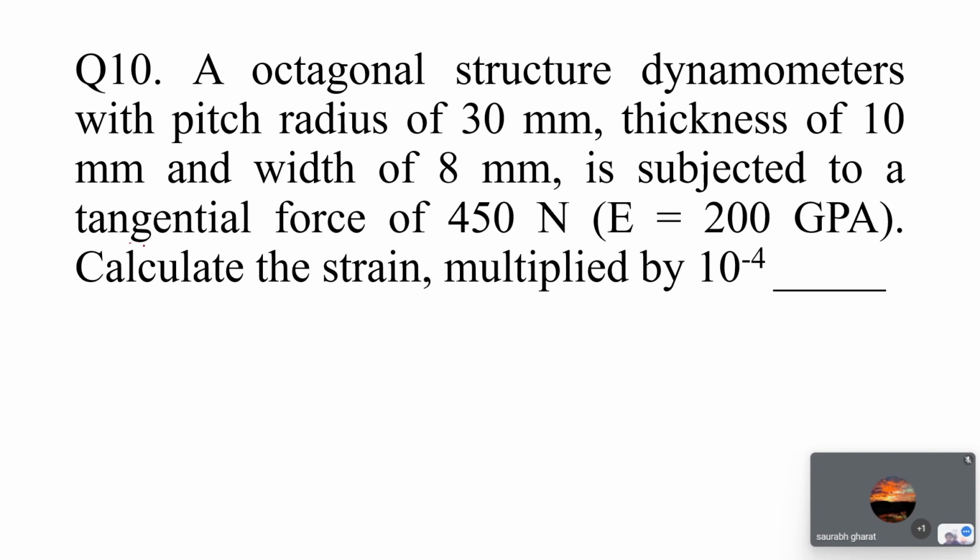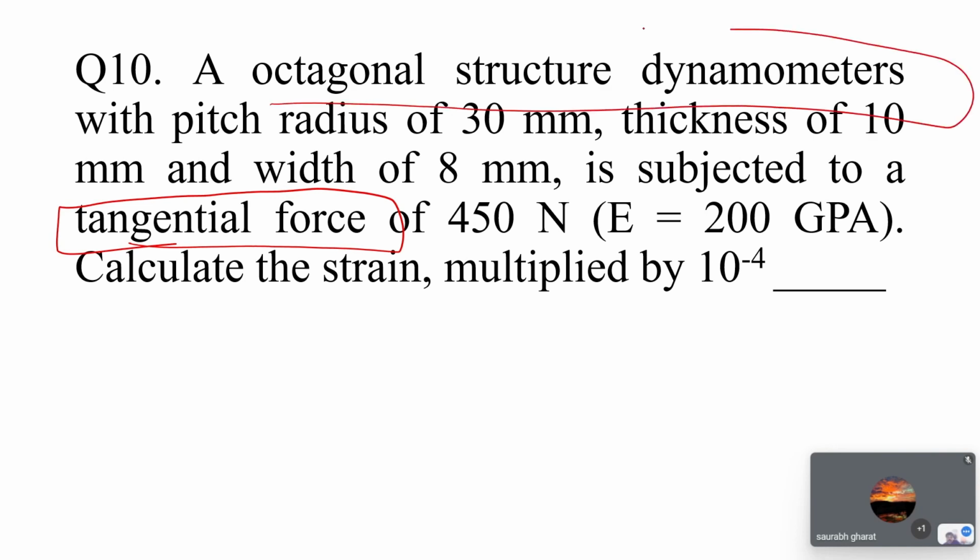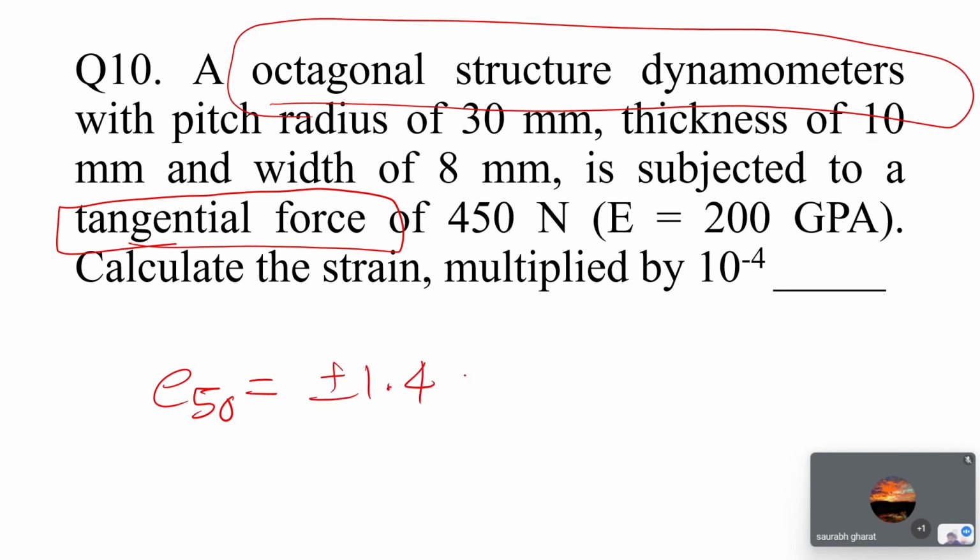But tangential force, okay, and again, focus on what is asked. Octagonal structure dynamometer. In the previous case the point is different, it is 2.31. And right now your formula will change. Okay, it is E50 equal to plus or minus 1.4. So everything is the same, but it will be 1.4 into a different factor here.